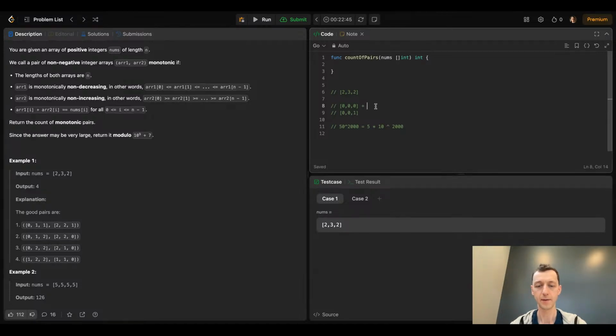So that didn't work. That was, so that was 2, 3, 2. That would be 2, 3, 1. And we'll have a decreasing, but this has to be non-decreasing.